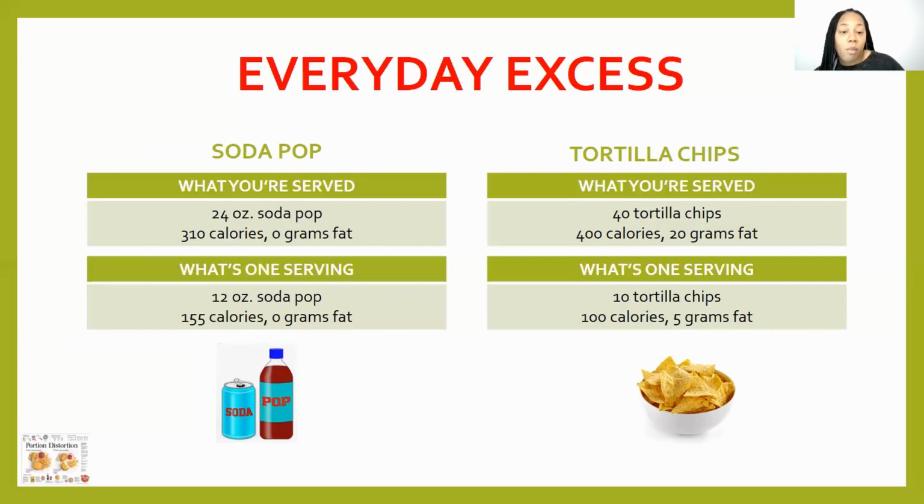It's about half. All right, so next is the tortilla chips. Now, we're usually served, or we usually eat, about 40 tortilla chips, which is 400 calories and 20 grams of fat. What's considered one serving is only 10 tortilla chips, and that is equal to 100 calories and 5 grams of fat.